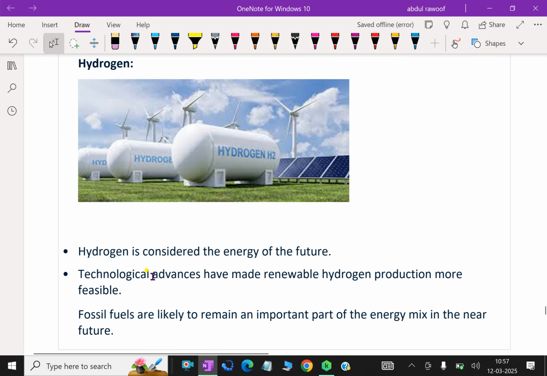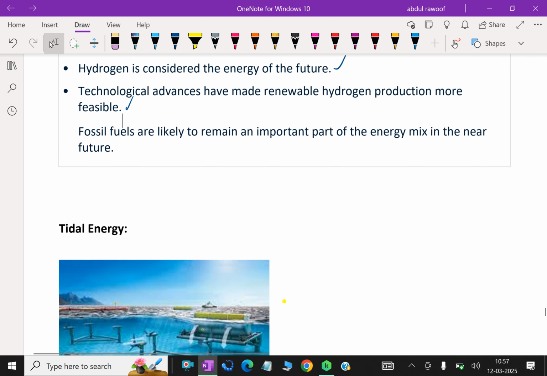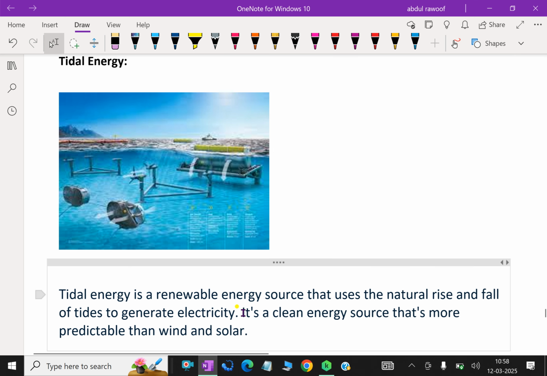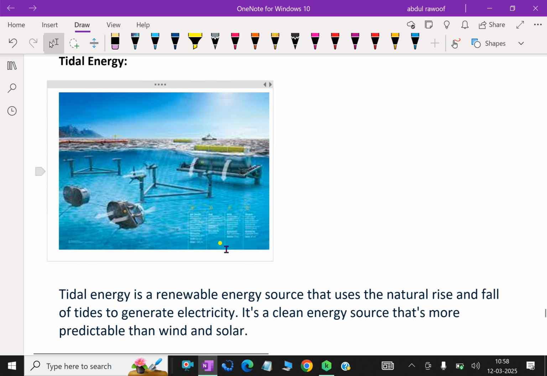Hydrogen. Hydrogen is considered the energy of the future. Technological advances have made renewable hydrogen production more feasible. Fossil fuels are likely to remain an important part of the energy mix in the near future. Tidal energy. What is tidal energy? Tidal energy is a renewable energy source that uses the natural rise and fall of tides to generate electricity. It is a clean energy source that is more predictable than wind and solar.